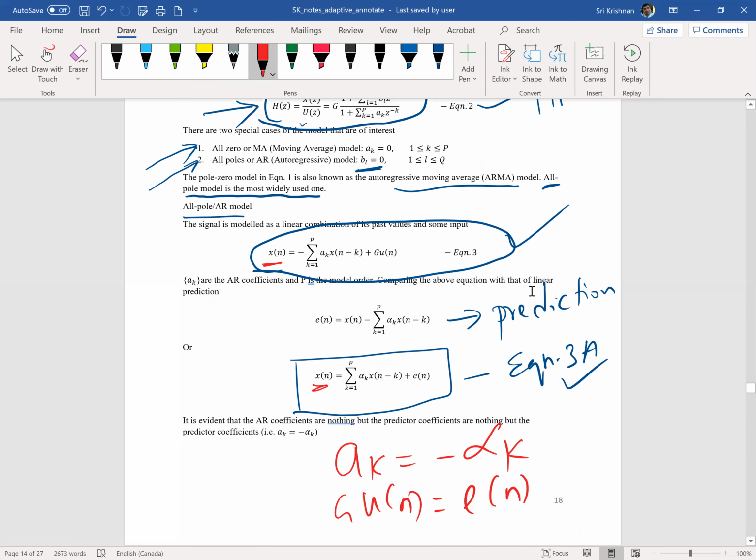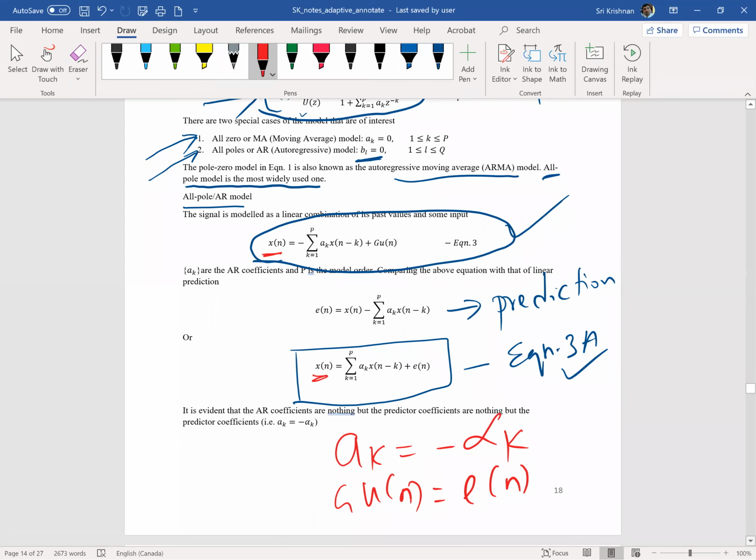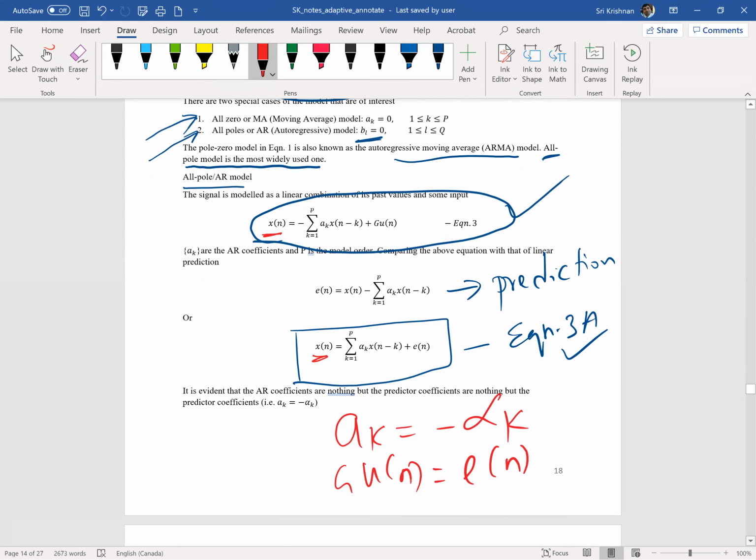So there you go. What we are implying here is that the moment you estimate the predictor coefficients, just finding out what the next sample would be, the alphas, you take the negative of this and you get your AR coefficients, or the model coefficients. Very, very important here. This is an outstanding result.